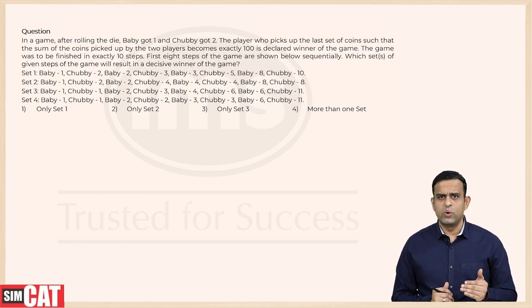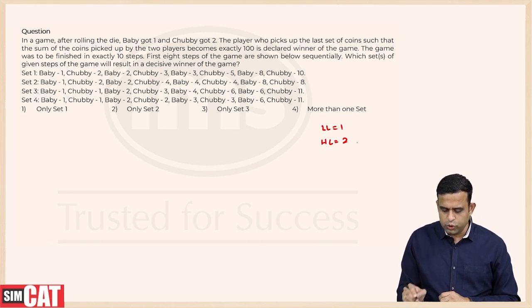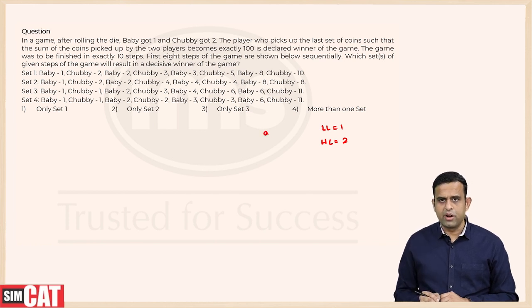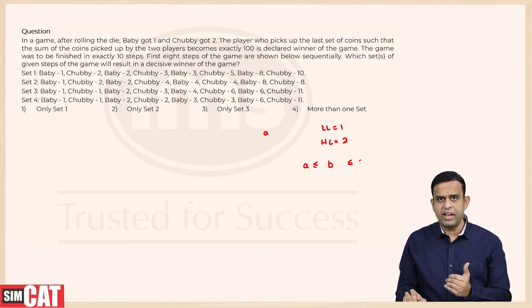And they've given you set 1, set 2, set 3 and set 4. And this particular sum we will explore set-wise. So first of all, in this particular case, the lower limit happens to be 1 and the higher limit happens to be 2. So if in a particular round someone has drawn A, then the subsequent number B should lie between A into LL and A into HL, that is, between A and 2A.